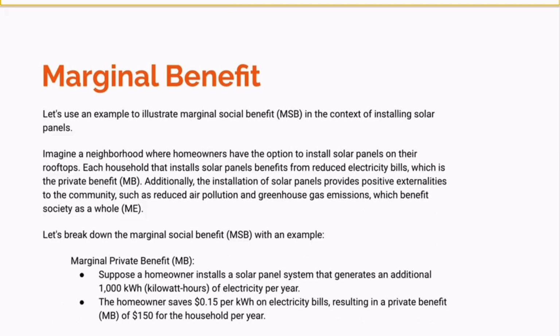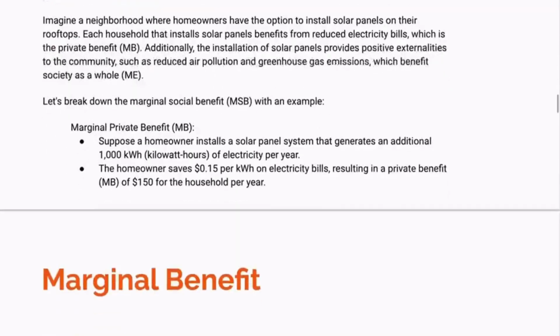The family would save $0.15 per kWh into 1,000. So if you multiply 0.15 with 1,000, you'd get $150. And that saving is his own saving. So that becomes the private benefit. So the private benefit to the homeowner is $150. Now, what about the social benefit?